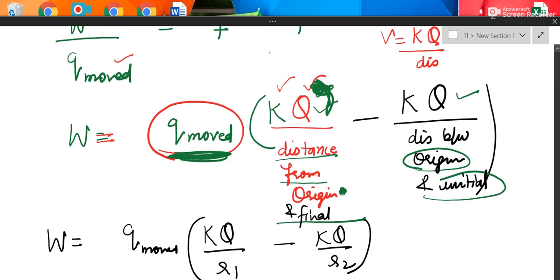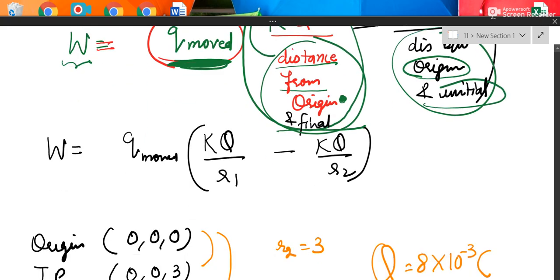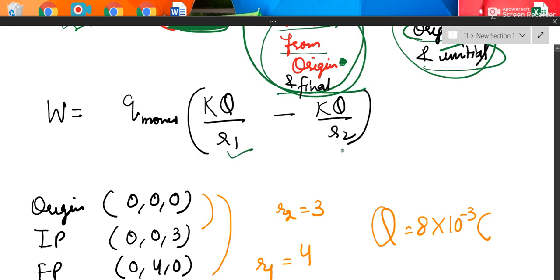Again listen. This is W. This is Q moved. This is potential at the final position. It is KQ by distance, where Q is placed at origin, from the final position. And this is Q placed at origin, from the initial position. This distance will come here and this distance will come here. So for the time being, let me denote them by R1 and R2.